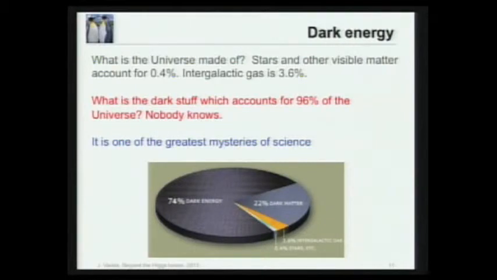And so the accounting today is to say that there is 22% of dark matter, which has to do with the gravitational effects that I've mentioned, and 74% of dark energy, which has to do with the acceleration of the expansion of the universe. I will come to that as well.